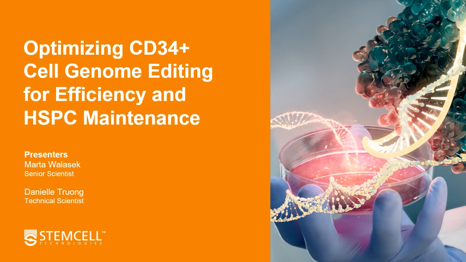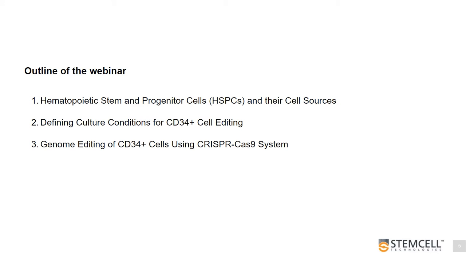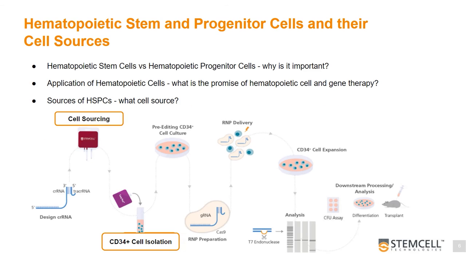Welcome to this webinar, in which myself and Danielle will discuss the key steps in designing successful workflows for hematopoietic stem and progenitor cell gene editing, which are the cells and their sources, culture conditions for CD34 cells, and editing parameters. Let's begin with the workflow steps focusing on the cells. Understanding the biology and requirements of a target cell type is critical in order to develop and optimize genome editing workflow, since protocols vary according to the application and cell type.